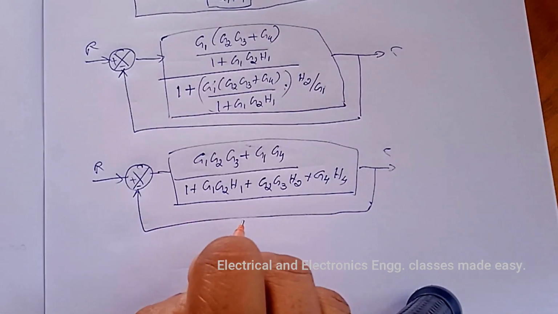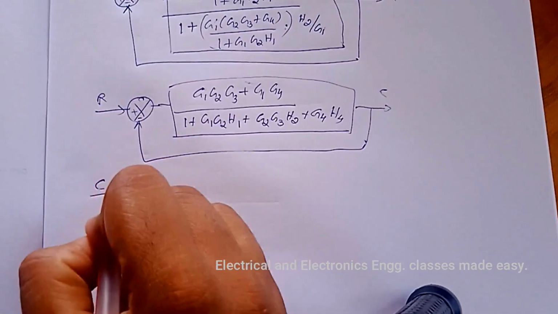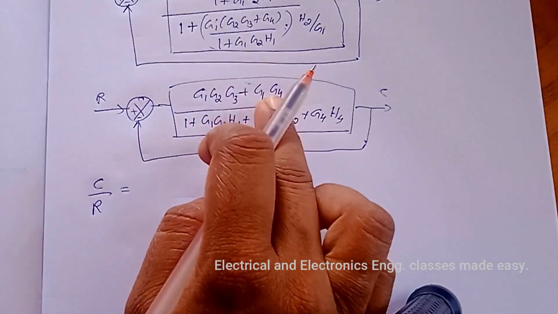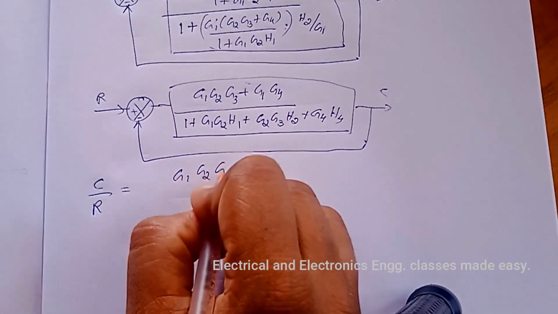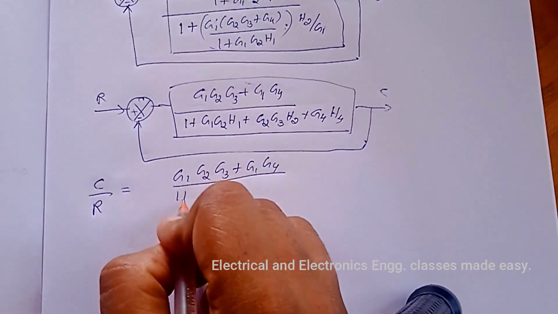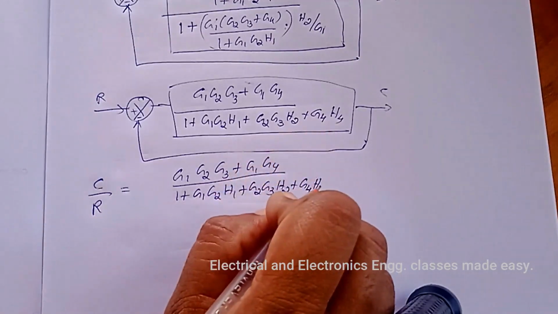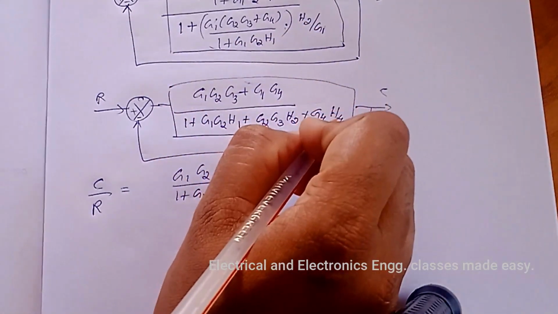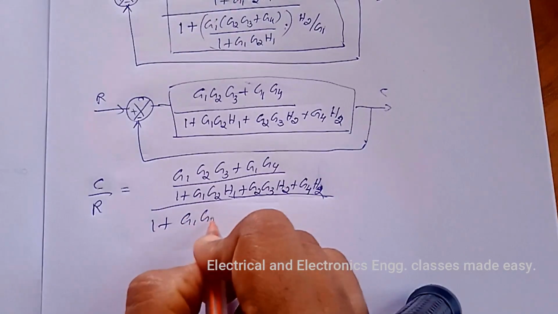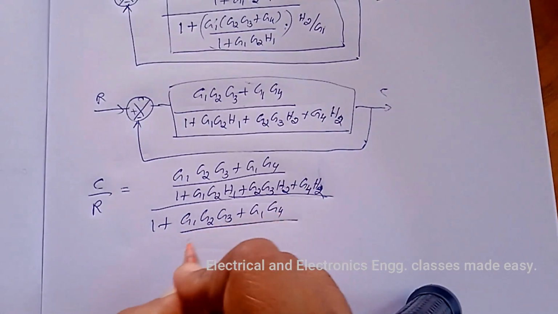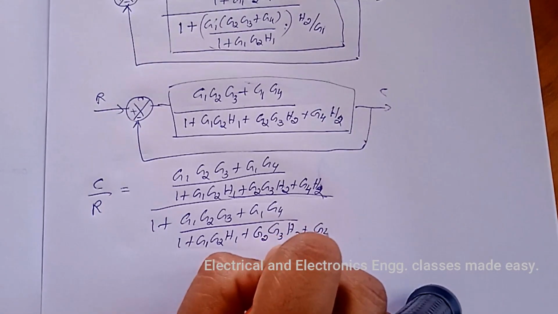So this is a unit feedback path, and we can eliminate this feedback path like this, that is C by R is equal to this G divided by 1 plus this one, that is (G1 G2 G3 plus G1 G4) divided by (1 plus G1 G2 H1 plus G2 G3 H2 plus G4 H2), divided by 1 plus this one, (G1 G2 G3 plus G1 G4) divided by (1 plus G1 G2 H1 plus G2 G3 H2 plus G4 H2).